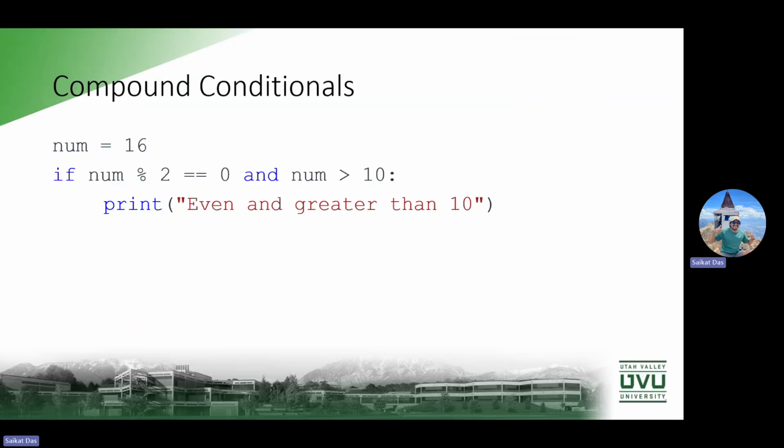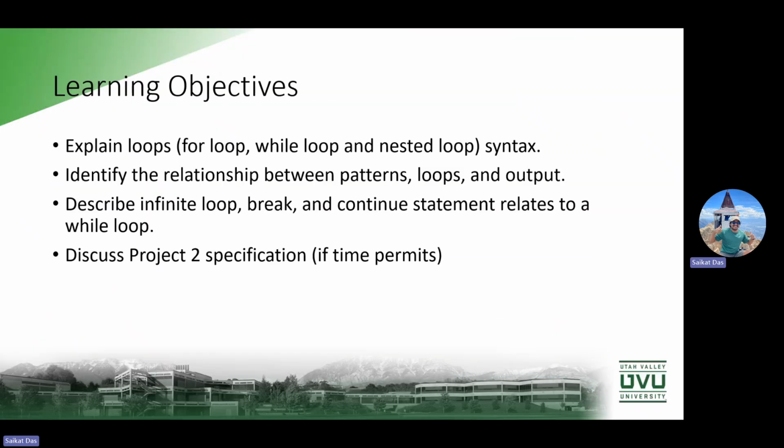So still we are on day 1. For day 2, we will explain loops, the different types of loop. For loop and while loop are very common in Python. If you have already written some code in C or C++, there are some other types of loop, but we're not worrying about those. We'll be worrying about for loop and while loop in Python. We'll identify the relationship between the loop patterns and the output. We'll describe the infinite loop, and the break and continue statements related to the while loop. And if we have some time, we will discuss the project specification. When is the project due?